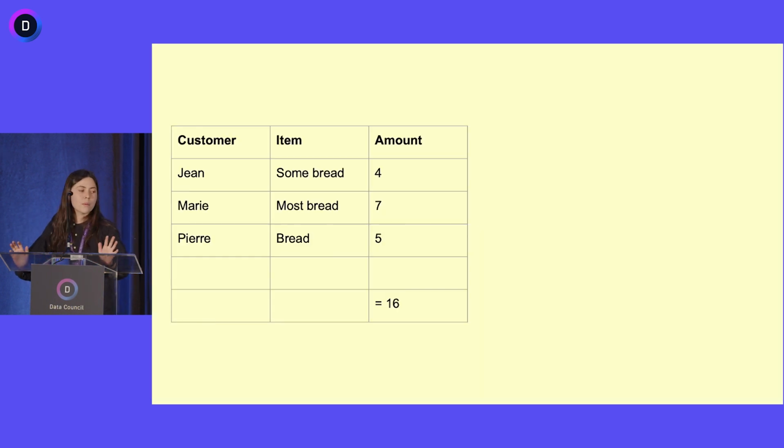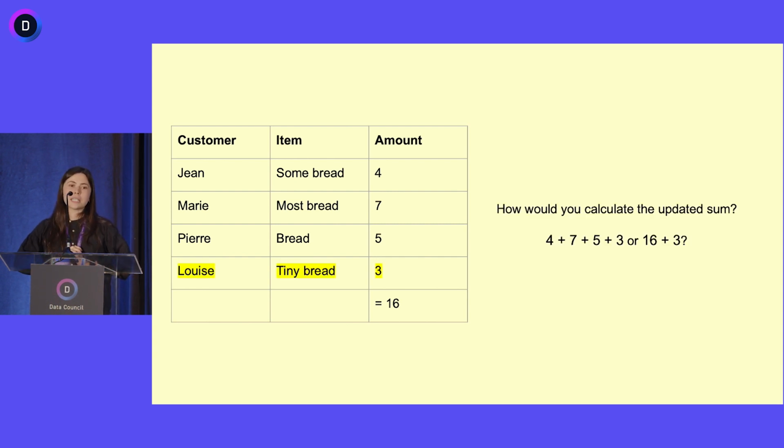And now, before we've been dropped into this scenario, the shop has had 3 sales. So one to Jean, one to Marie, and one to Pierre. And these folks were really big spenders. So we have a total revenue of 16 francs. Okay, so imagine Louise comes in and makes a purchase for 3 francs. How would you personally, if you were maintaining this value, calculate the new updated sum?